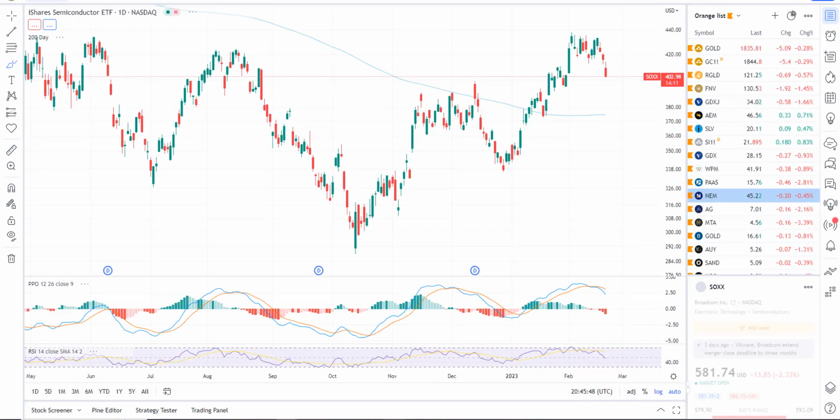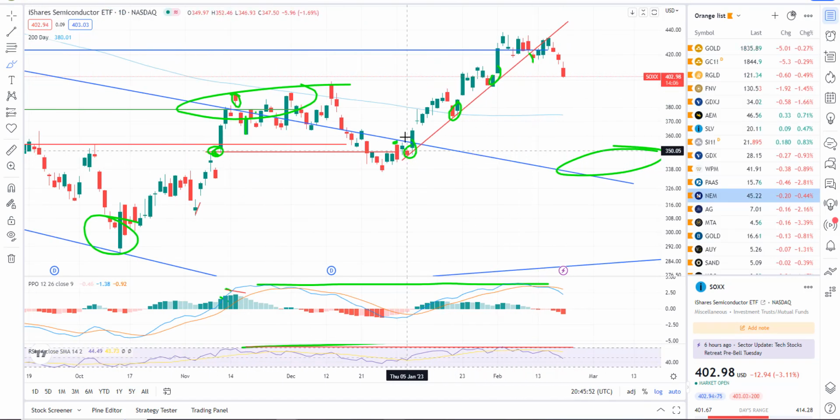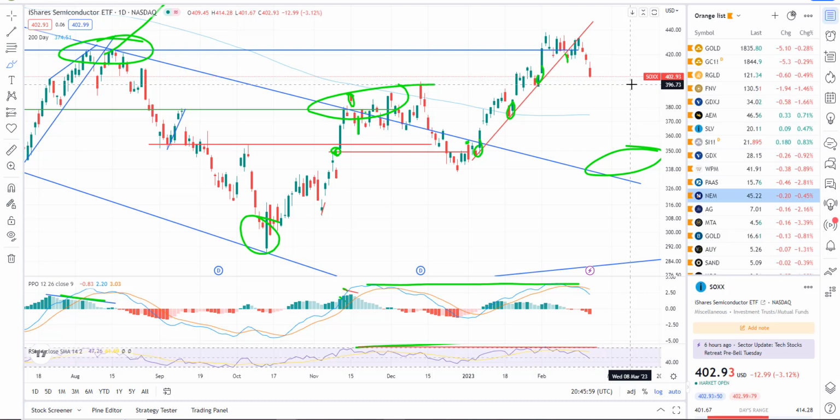And just going to show about all the semiconductors. Here's SOXX, the semiconductor ETF. You had this rising trend line, broke, back tested for a few days, and rolling over and failing. So little support here about 397.